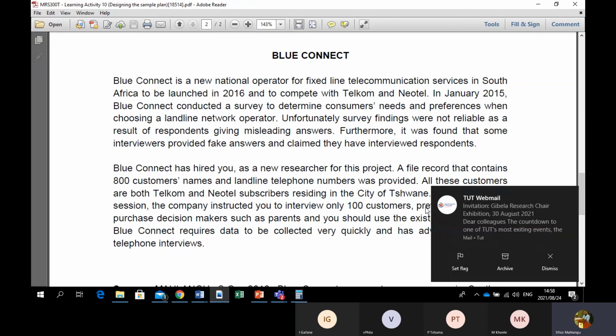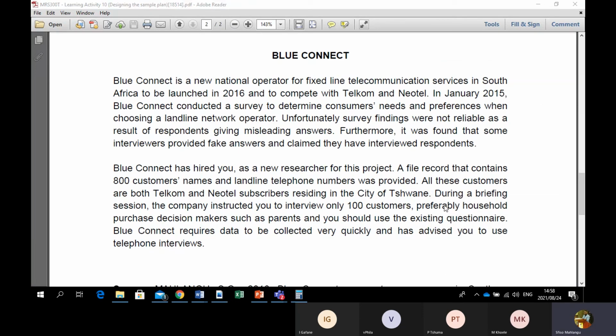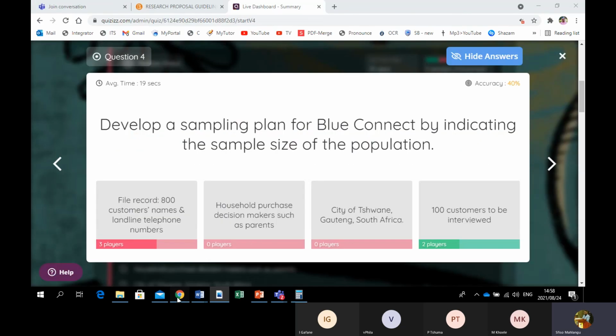Just to reference the case study, it comes from this sentence: during a briefing session, the company instructed you to interview only 100 customers, although it provided you with a list containing 800 customers. So this is our sample unit, and then from this 800, we will be selecting 100 customers. So that's what it meant there.